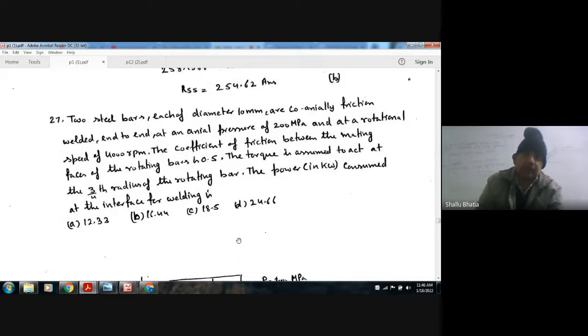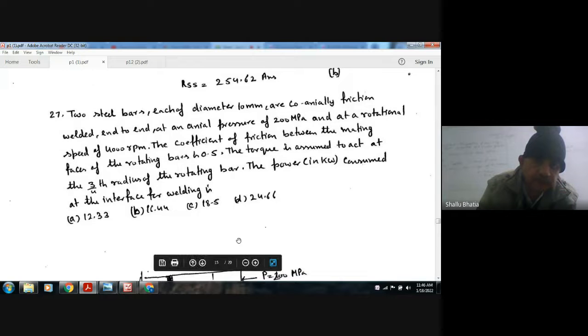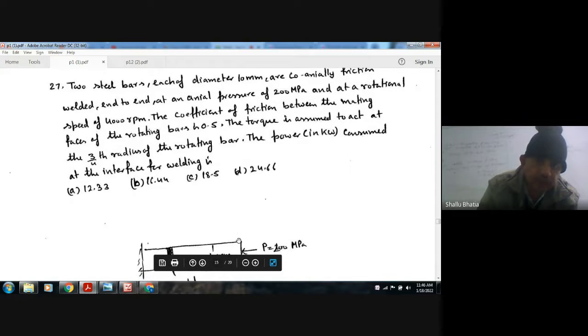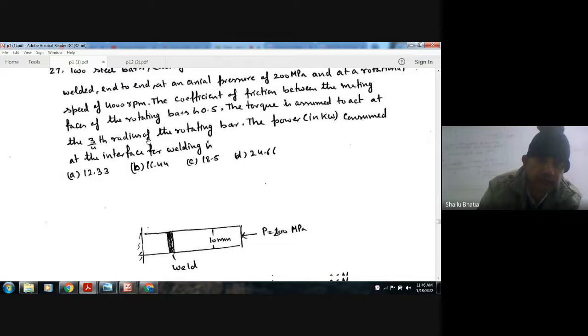The power in kilowatt consumed at the interface of the welding is... So two bars, each of diameter 10 mm, have to be welded. The pressure is 200 MPa and the rotational speed is 4,000 RPM. The coefficient of friction between the melting faces of the rotating bars is 0.5.